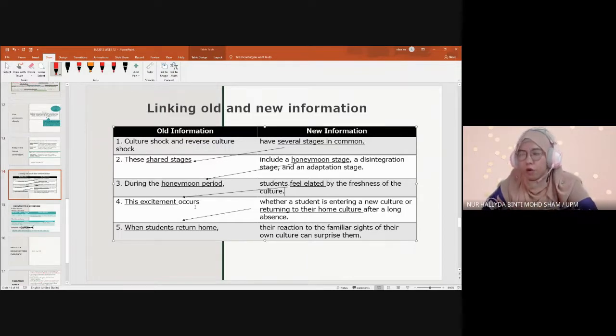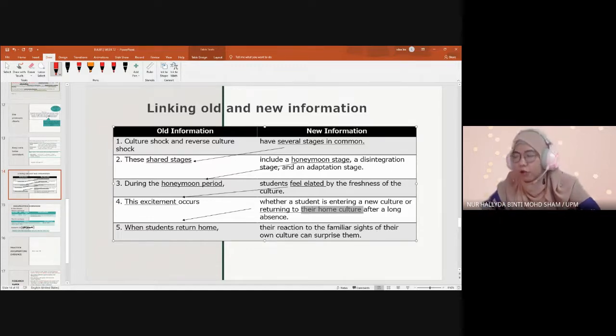This excitement occurs whether a student is entering a new culture or returning to their home culture after a long absence. Dia menjadi seronok probably because they are in a new culture or something that they are familiar with. And then you said when they return home to their home culture, meaning rumah awak yang betulnya, for example Malaysia, you tarik juga yang that point for next sentence. When students return home, their reaction to the familiar sides of their own culture can surprise them.